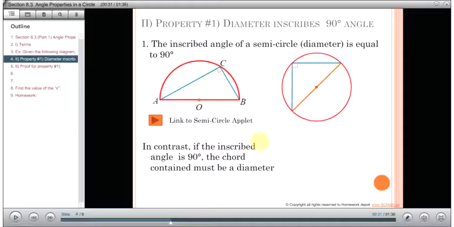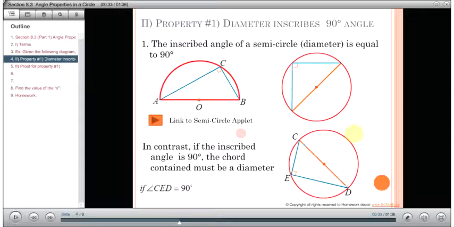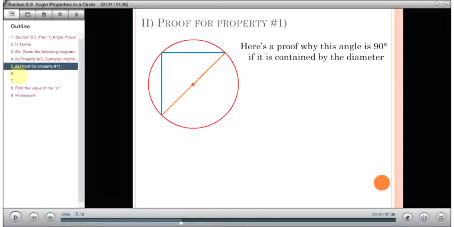Now vice versa, if the inscribed angle is 90 degrees, then the chord must be the diameter. So if we know the inscribed angle is 90 degrees, the chord that it belongs to must be the diameter. So here you go. If we know that's 90, then the chord that it belongs to has to go through the center of the circle. That's the diameter. So CED is 90. That means this line here, CD, is going to be the diameter. Okay, let's not worry about the proof.